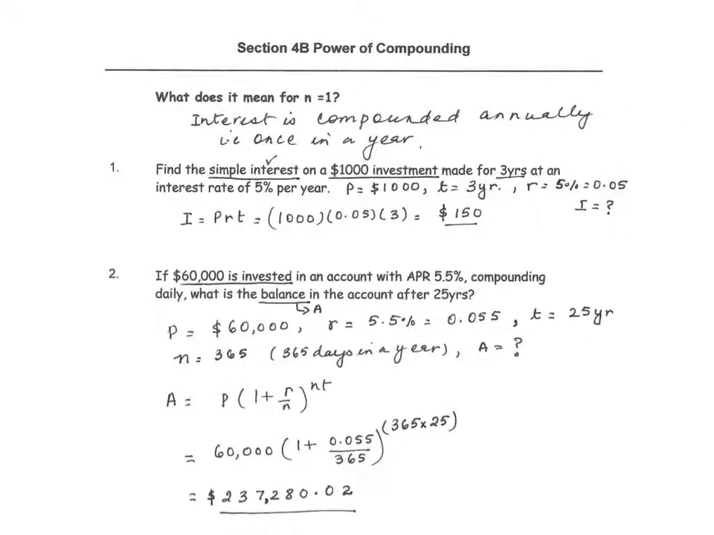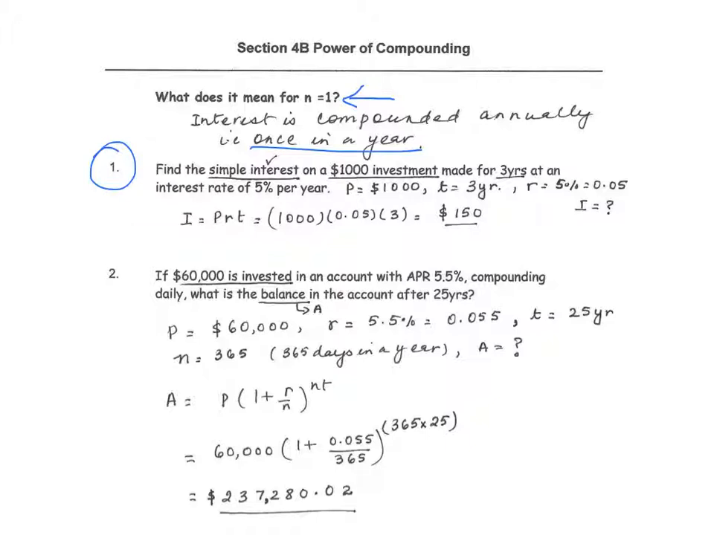Now, in a compound interest situation, what does n equals 1 mean? N is the number of times interest is compounded. So in this case, what it means is that interest is compounded annually, which means it is compounded once a year. So let's look at problem 1.